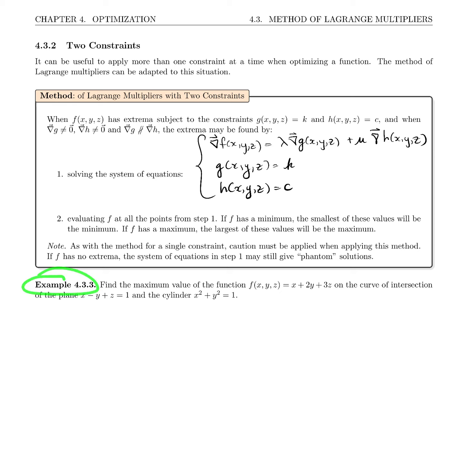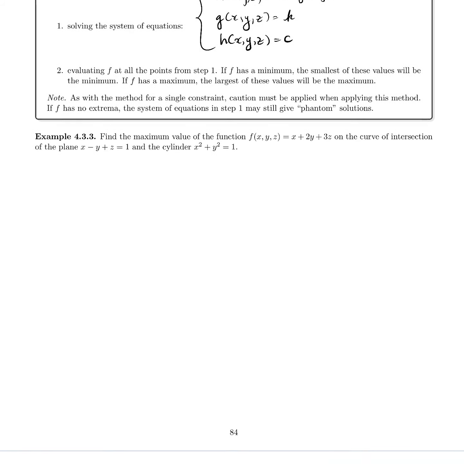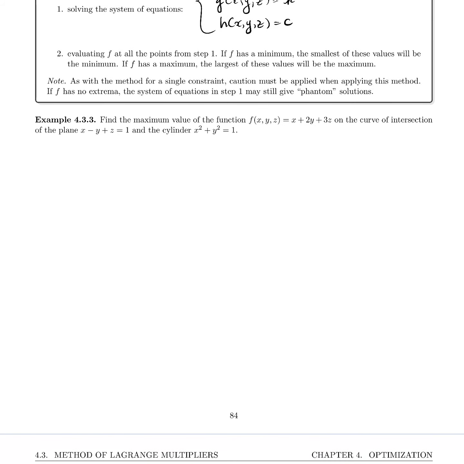Example 4.3.3. We're asked to find the maximum value of the function f of x, y, z equals x plus 2y plus 3z on the curve of intersection of the plane x minus y plus z equals 1 and the cylinder x squared plus y squared is equal to 1. We'll begin by looking at what this curve of intersection looks like graphically.